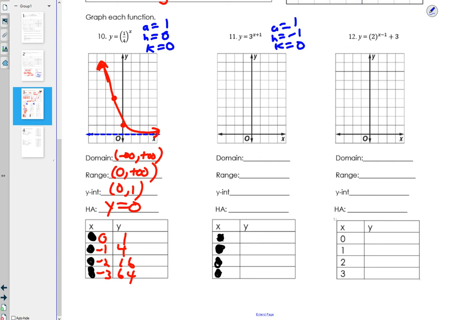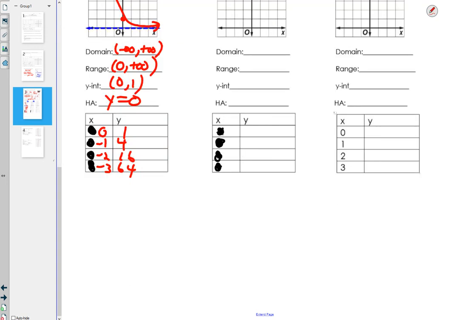The way I showed you to graph it, what starting points did I recommend? For a growth, 0 and positive. So let's try 0, 1, 2, 3. What is 3 to the 0 power? 3 to the first is? 3 squared is? 3 to the third is? So I doubt we're going to be able to fit all of those, but let's see.